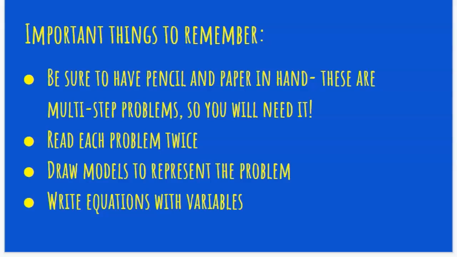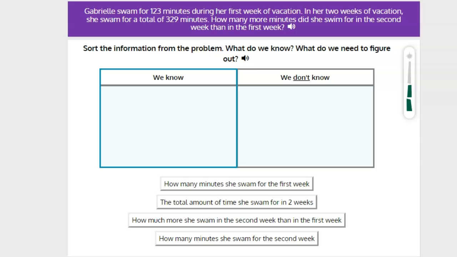In lesson 1, some important things to remember. Just like in lesson 1, be sure to have pencil and paper in hand. These are multi-step problems, so you will need it. Read each problem twice. Draw models to represent the problem, and write out your equations. This is going to be super important for you guys because some of these will become challenging. So try your best, don't give up, and remember, if you get stuck, you can always give me a call, or you can reach out to me in Dojo.